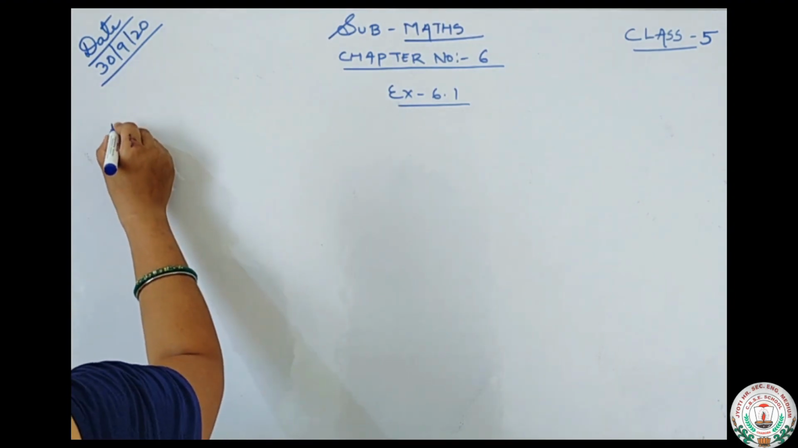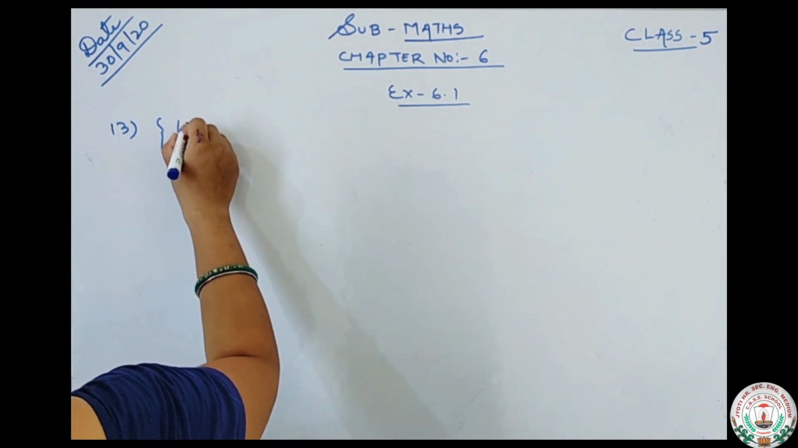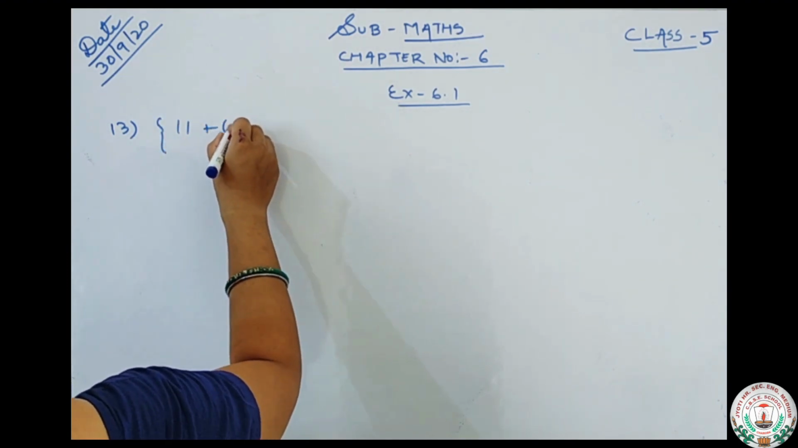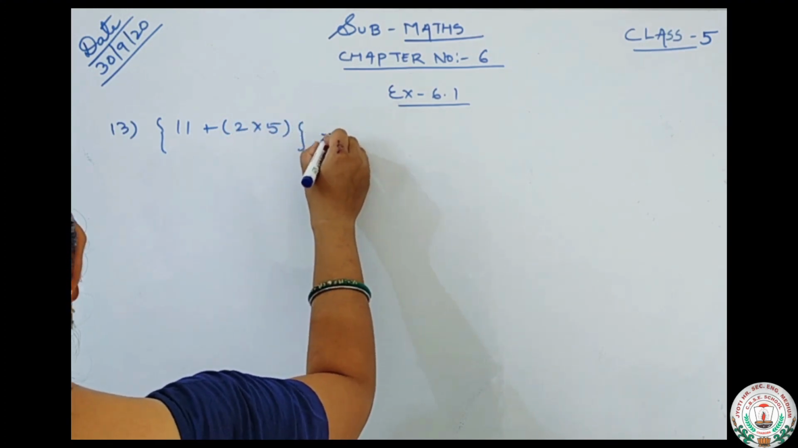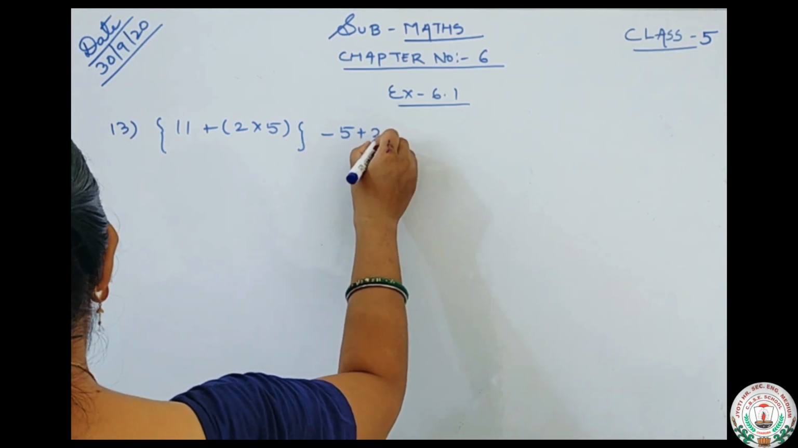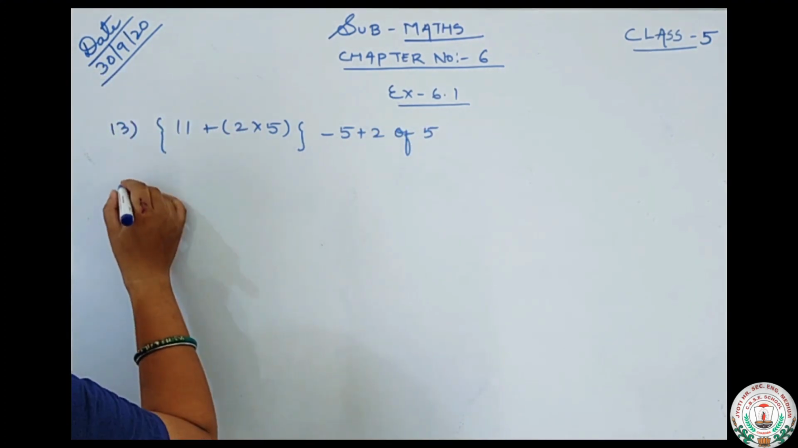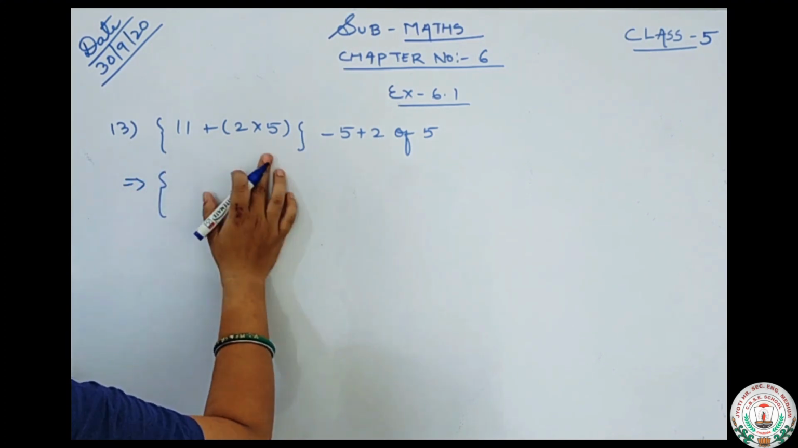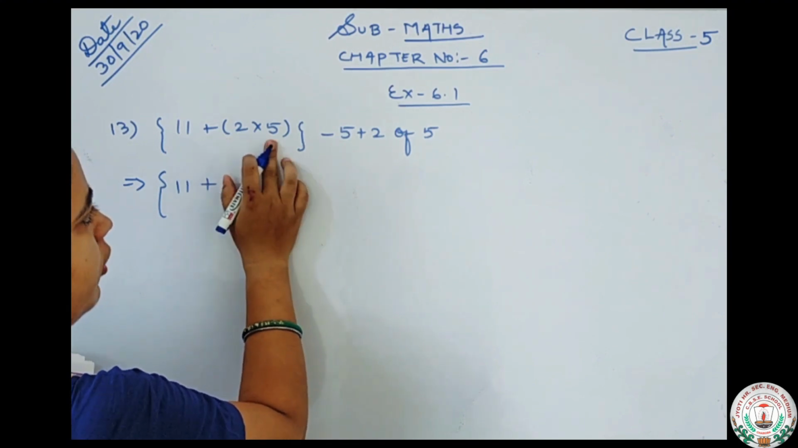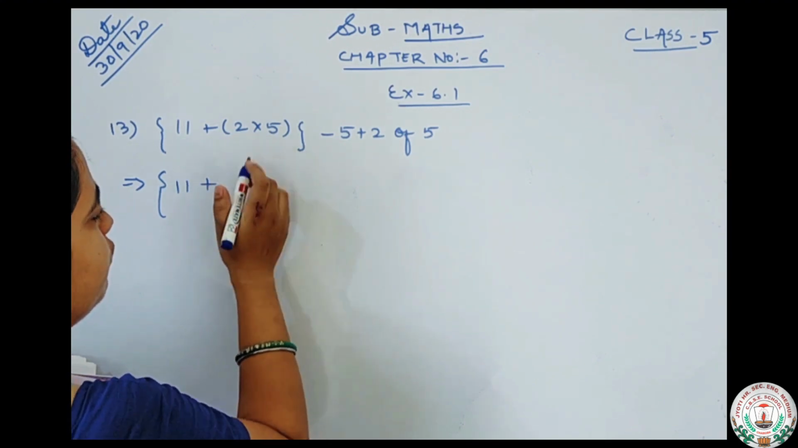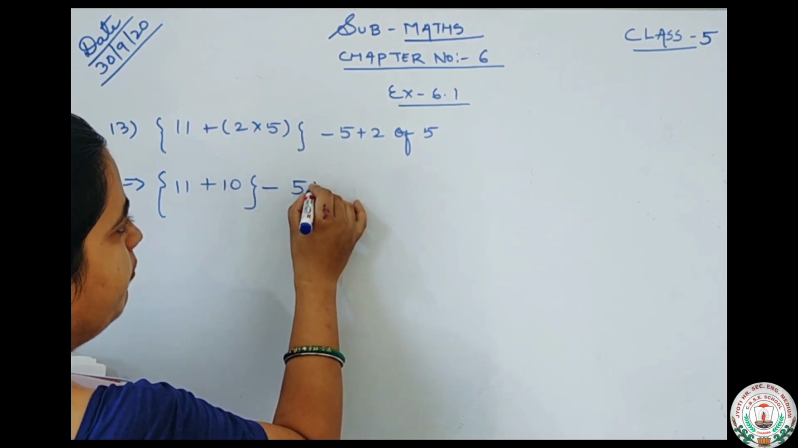Here, 13. What is 13? Big bracket, curly bracket, sorry: 11 plus 2 into 5, then bracket closed, minus 5 plus 2 of 5. First we will write it here. Which bracket will we open first? First we will open the small bracket. What operation is given here? Multiplication. So 2 5s are 10. Bracket closed, minus 5 plus 2.